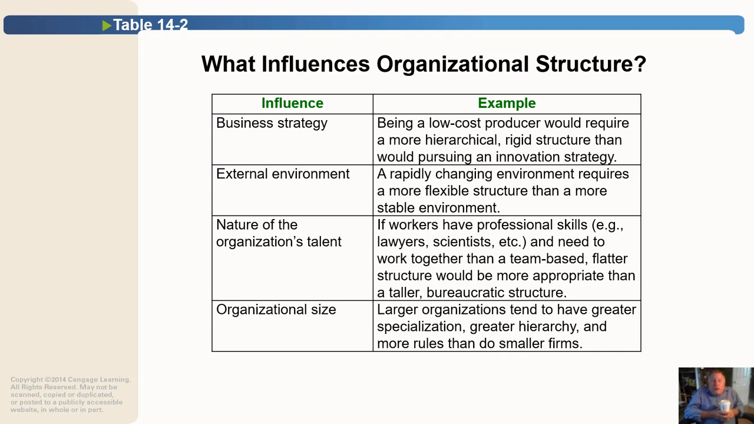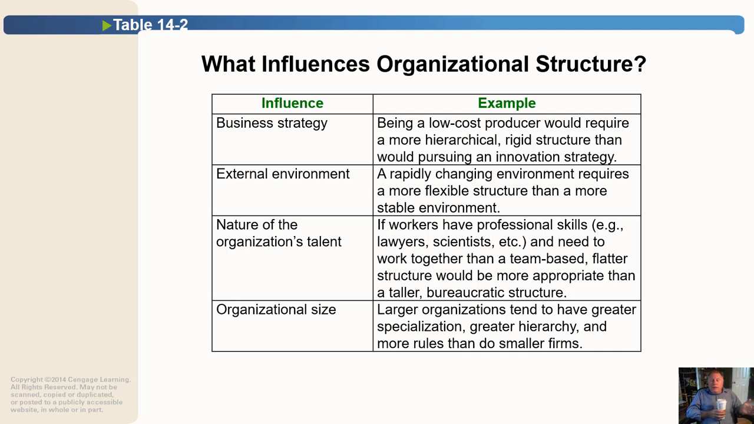The business structure, let's take a couple of examples: being a low-cost producer would require a more hierarchical, rigid structure than would be pursuing an individual strategy, because you're trying to focus in on that cost, doing something at the lowest possible cost. If you're in a rapidly changing environment, it needs to be more flexible than a stable environment. But I think we're seeing today that the external environment is changing so rapidly.